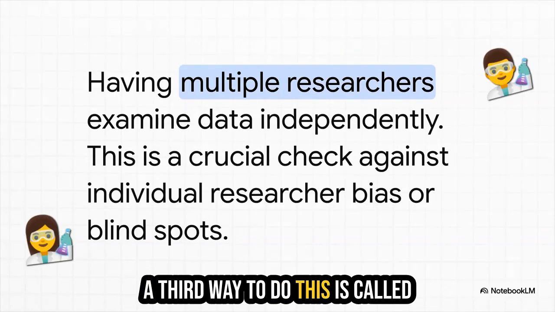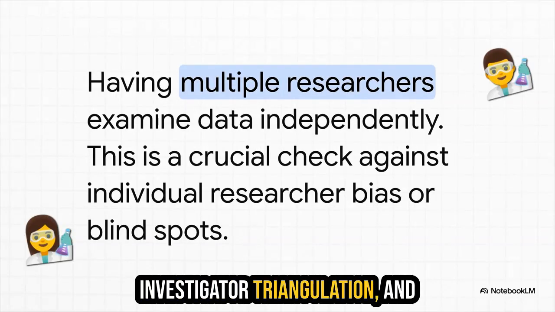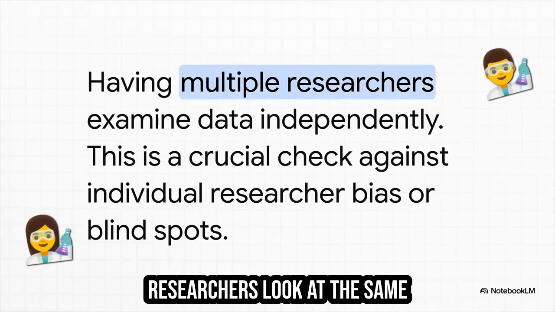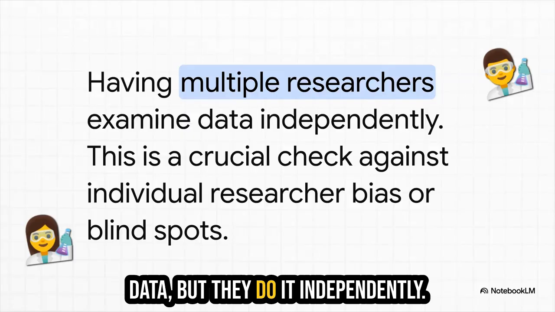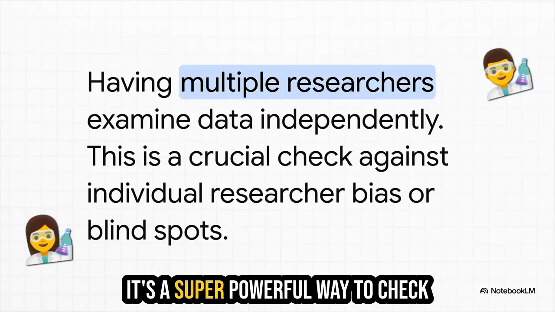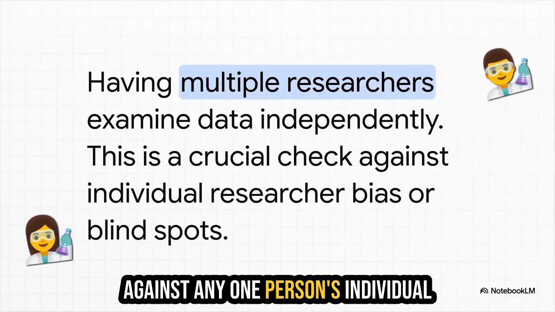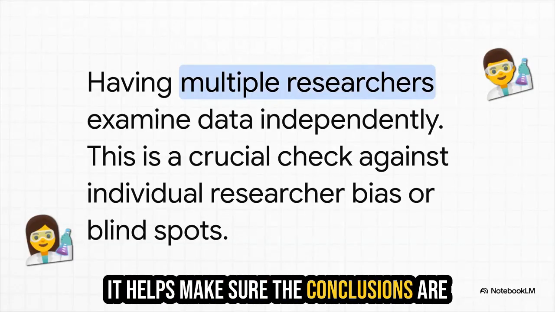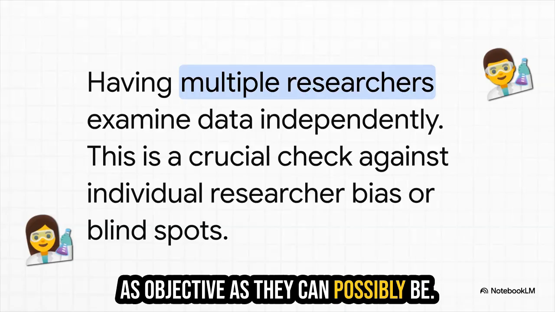A third way to do this is called investigator triangulation. And really, it's all about teamwork. With this one, you have multiple researchers look at the same data, but they do it independently. It's a super powerful way to check against any one person's individual biases or their blind spots. It helps make sure the conclusions are as objective as they can possibly be.